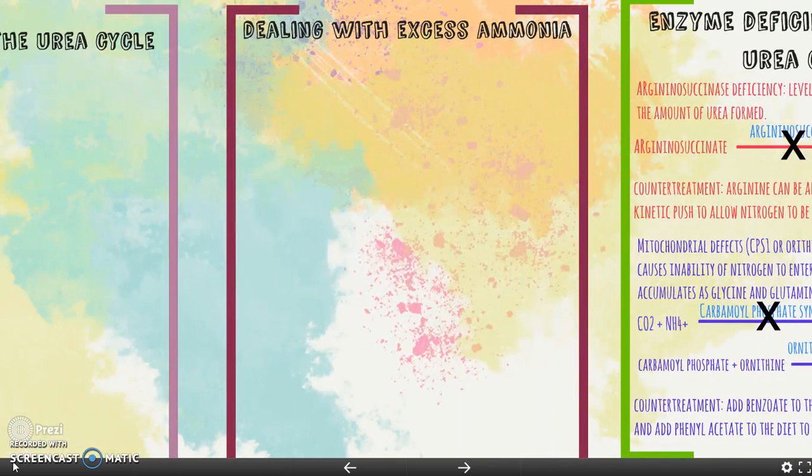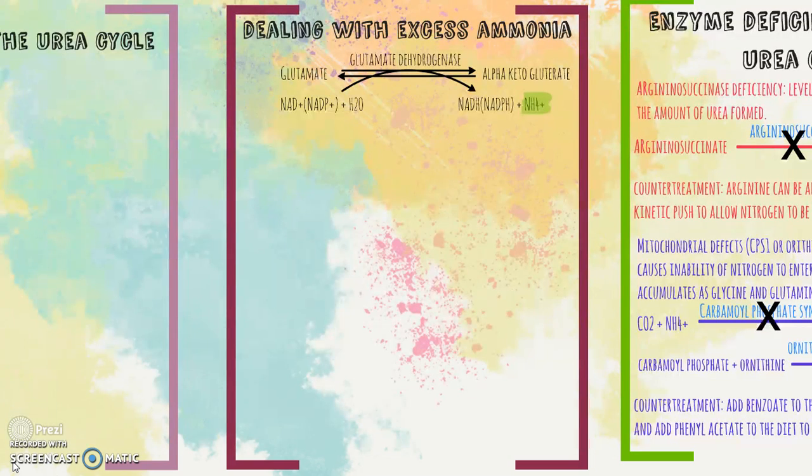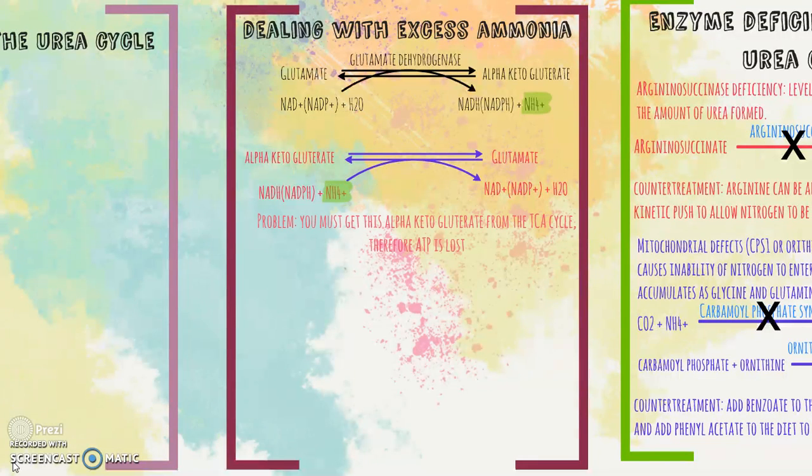Dealing with excess ammonia in the body, glutamate can be catalyzed by glutamate dehydrogenase to form alpha-ketoglutarate as well as the free ammonium ion. Alpha-ketoglutarate with the free ammonium ion can then form glutamate. The problem is you must get this alpha-ketoglutarate from the TCA cycle, therefore ATP is lost.